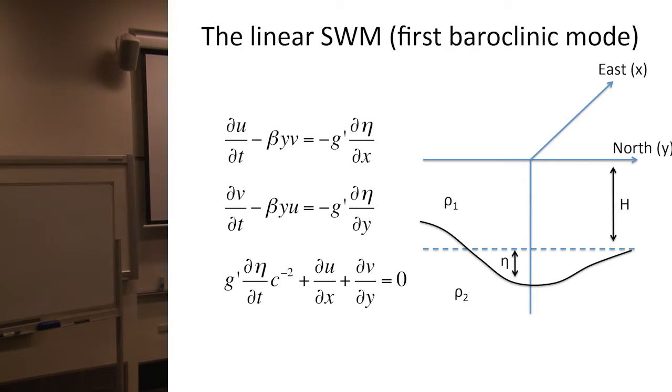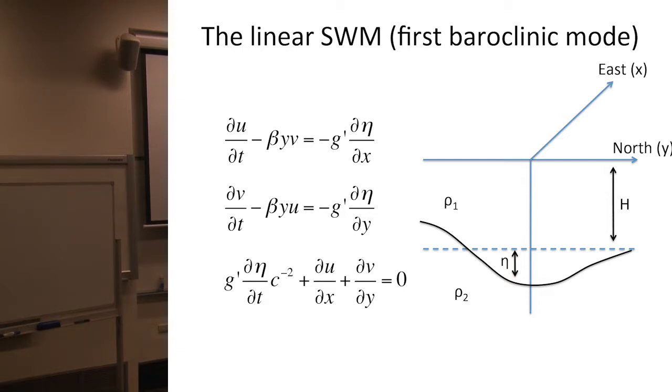The internal surface is eta, or basically represents the thermocline depth, and you can see the density above this is given by rho 1, and the density below is rho 2. So it's just saying there's a density difference between the two layers. It oscillates around this mean depth of H. I think the main assumption going into this, apart from a lot of others, is that perturbations of the thermocline depth are small in comparison to this capital H.